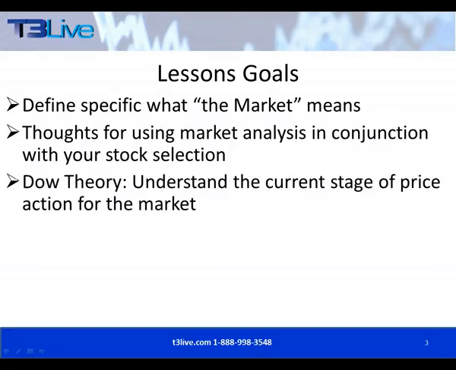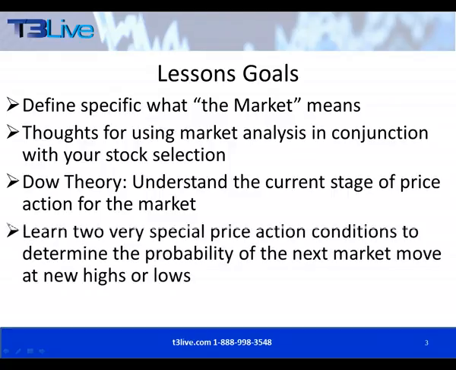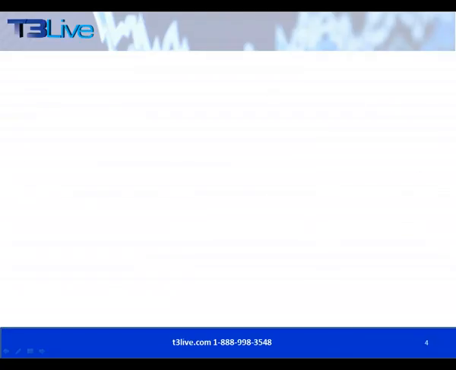We're also going to discuss Dow theory. Quite a few people discuss Dow theory. It's on television quite a bit, but a lot of people really don't understand what it is and, more importantly, how to use it. That's obviously the most important thing. Having a tool and not understanding how to use it is very, very different. So understand where we are in the current stage of price action in relation to Dow theory, and learn two very specific price action conditions, and this is the important part here, to determine the probability of the next market move at new highs or new lows. That's actually a pretty significant comment there.